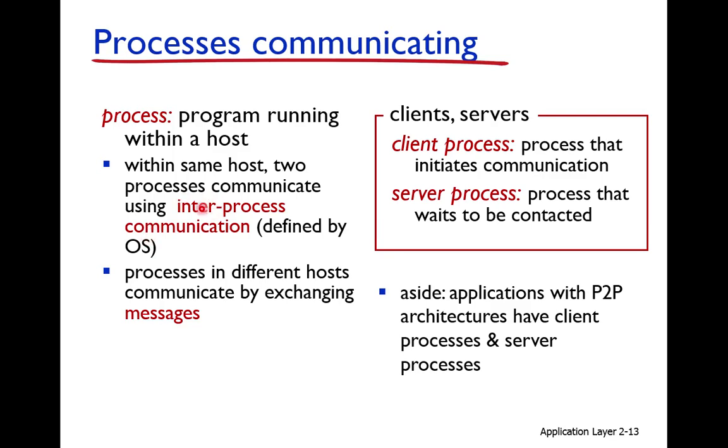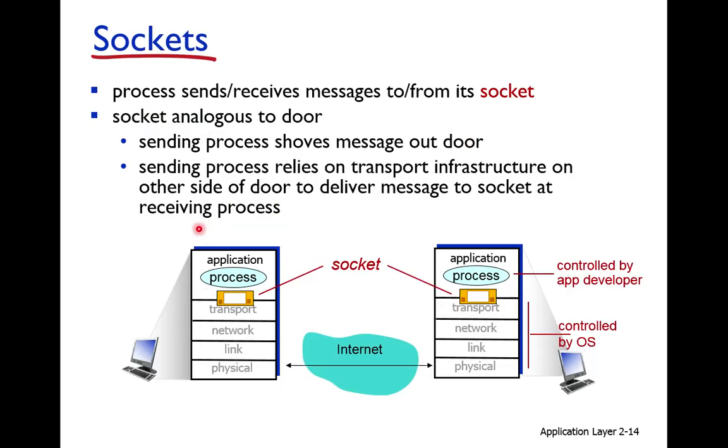Inter-process communication. But when two processes want to communicate messages and they are running on different hosts, this cannot be done by the inter-process communication provided by the operating system. For this purpose, we need another API, which is called socket.